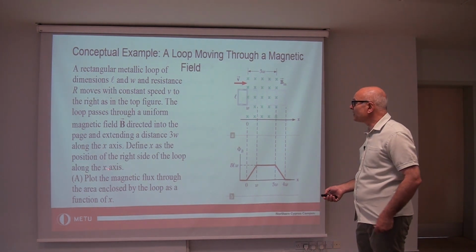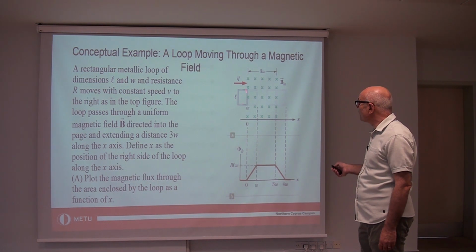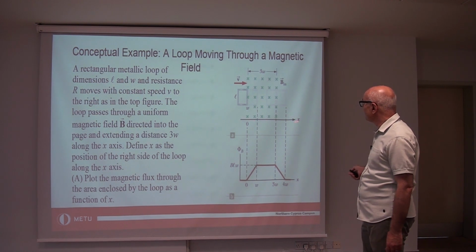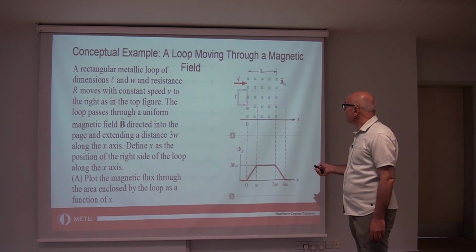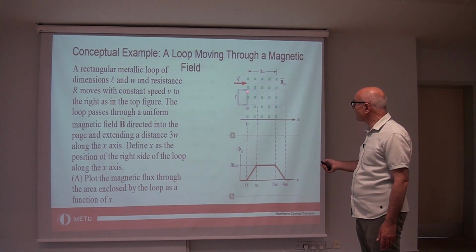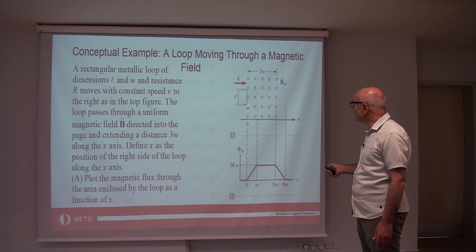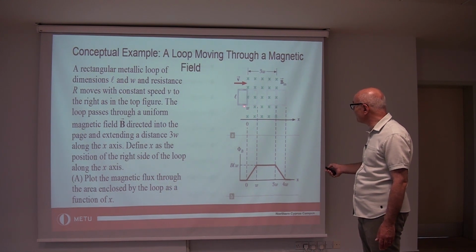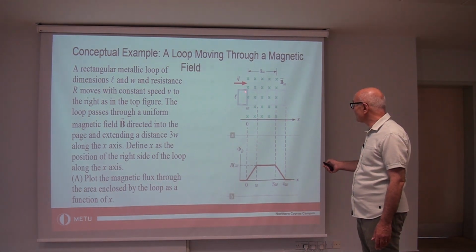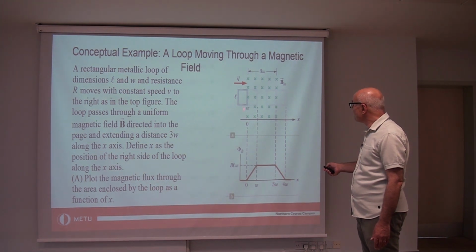Now, we are first required to plot the magnetic flux through this area as a function of x. X is this horizontal coordinate. Of course, when it is just here, there is no magnetic flux. As it enters, the magnetic flux starts to increase because the flux only will be through an area equal to L times x, because when it enters here, the x coordinate of this end represents at the same time how much of it is in the magnetic field region. So the flux will be, in this case, L times B times x.